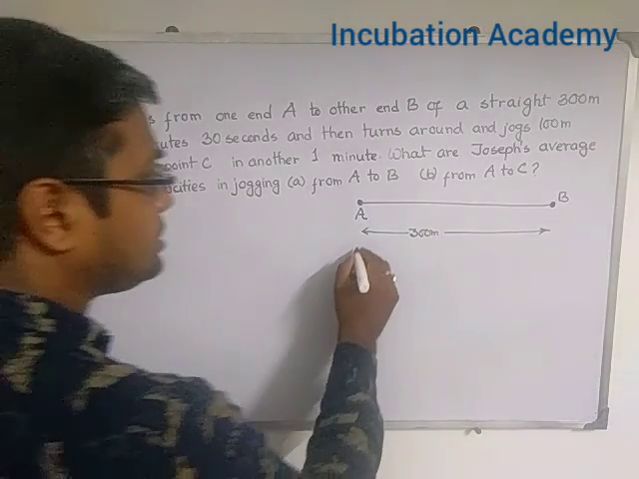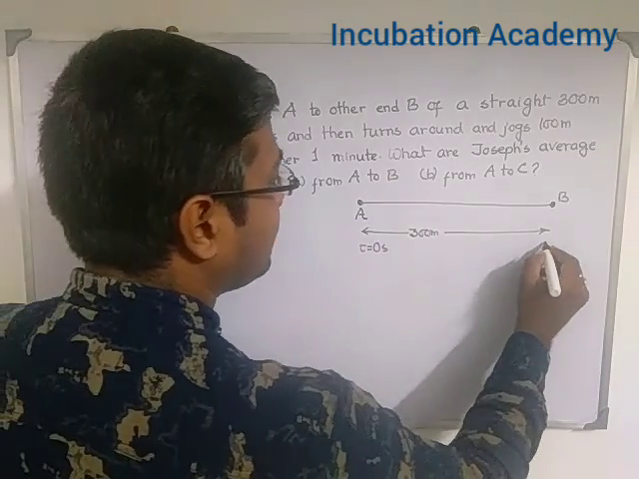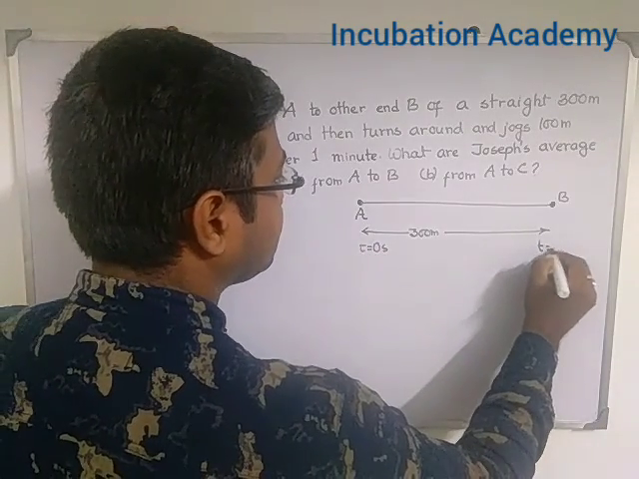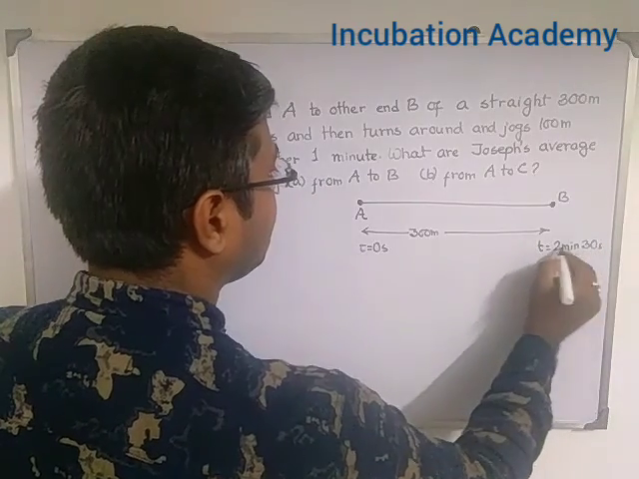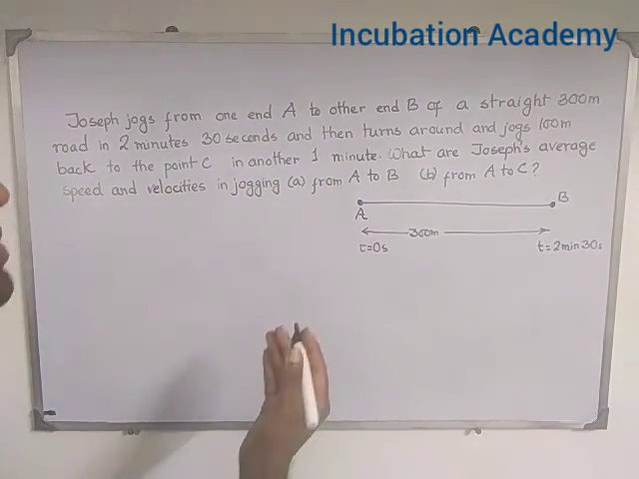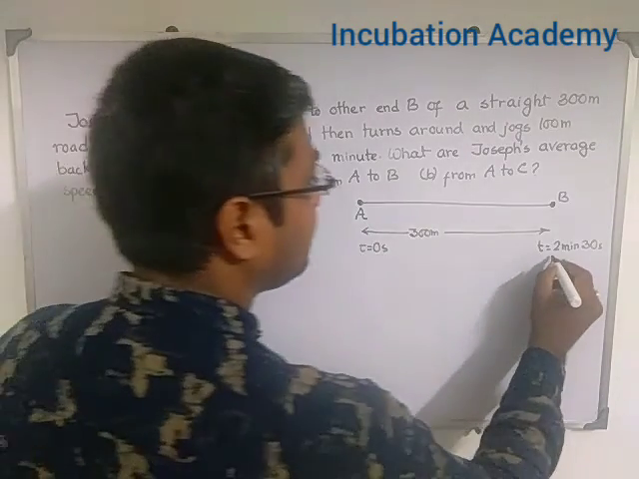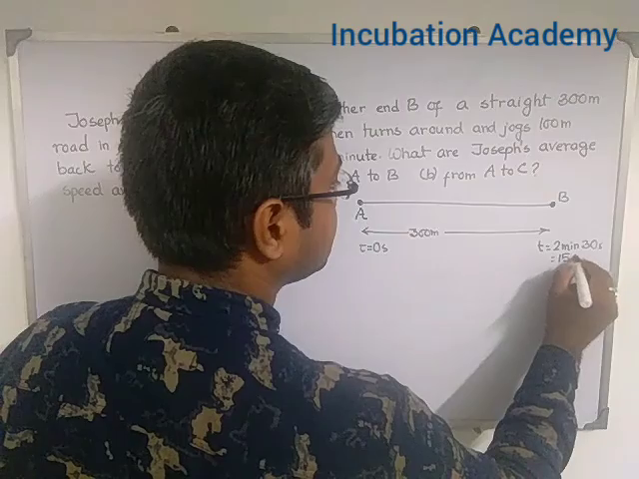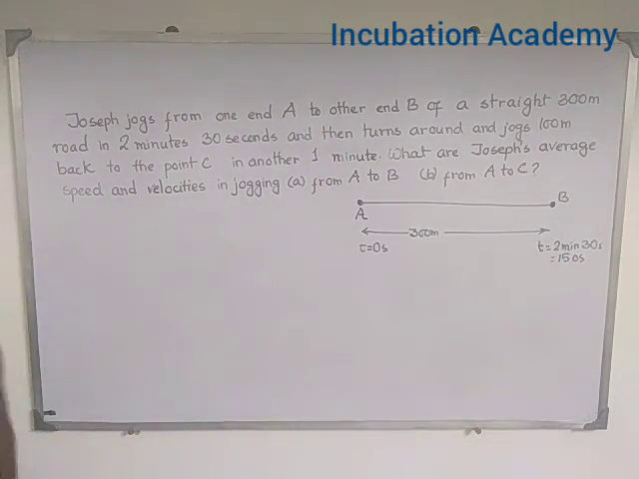So let us consider that here the time is 0 and here the time is 2 minutes 30 seconds. If I convert this 2 minutes into seconds, that will be 120 seconds. 120 seconds plus 30 seconds will be 150 seconds. So after 150 seconds, Joseph reaches capital B, then turns around and jogs 100 meter back to the point C.